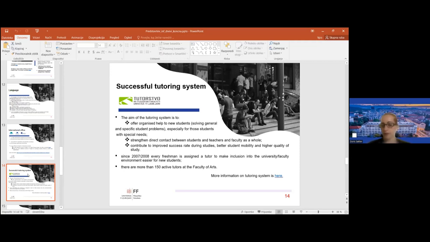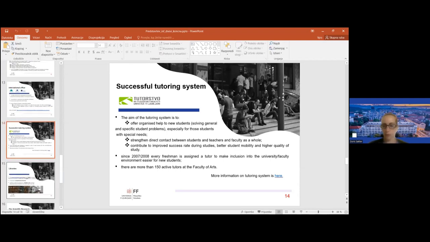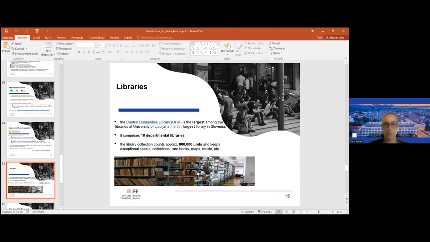Every freshman is assigned a tutor so that their inclusion into the faculty is smoother. Currently, there are at least 150 active tutors at the Faculty of Arts. You also have some more information on the tutoring system on the link provided.